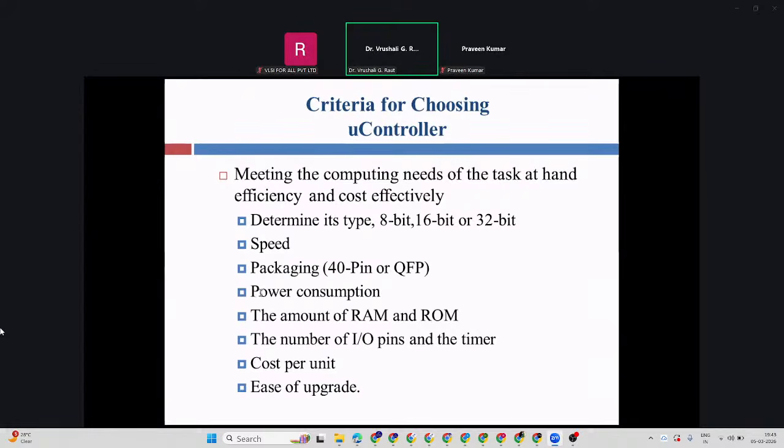Then what is our requirement of power consumption, the amount of RAM and ROM, number of IO pins and timers, cost per unit, ease of upgrade. All these things are determining the criteria. Criteria we can think on our own. What is my criteria? For what application am I using it? Depending on that, I have to find out what the criteria are. And then I have to move to the microcontroller. Will my microcontroller fit these criteria? Then we are going to choose that microcontroller.